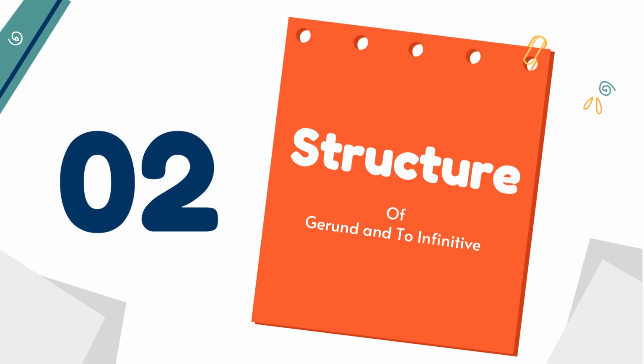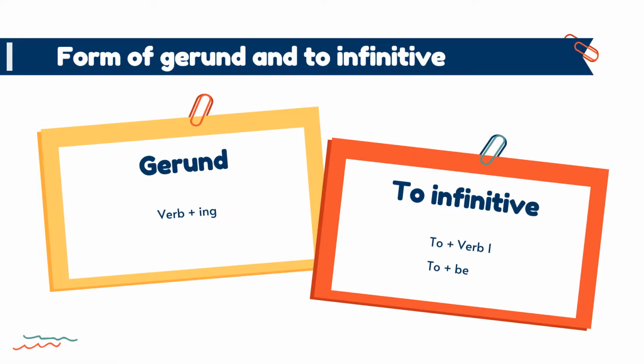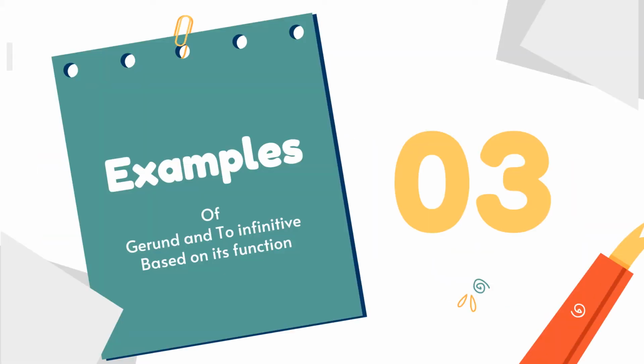The next is about the structure of gerund and to infinitive. So, as I mentioned before, if you want to change a verb to be a noun, there are two ways to do that. The first is to change it into a gerund, which is just adding ing at the end of the verb, or change it into to infinitive, which is adding to before the verb itself. The third is about the examples of gerund and to infinitive based on their function.